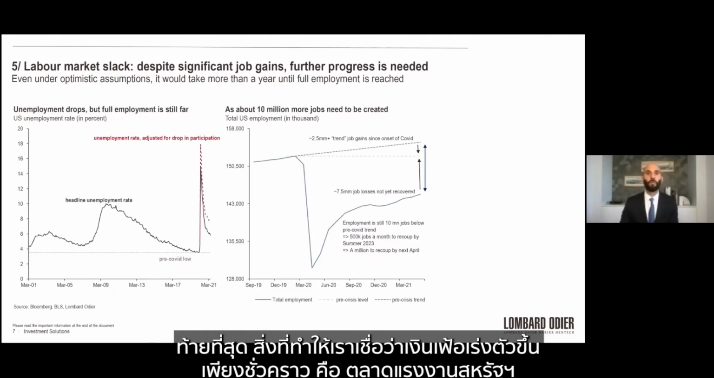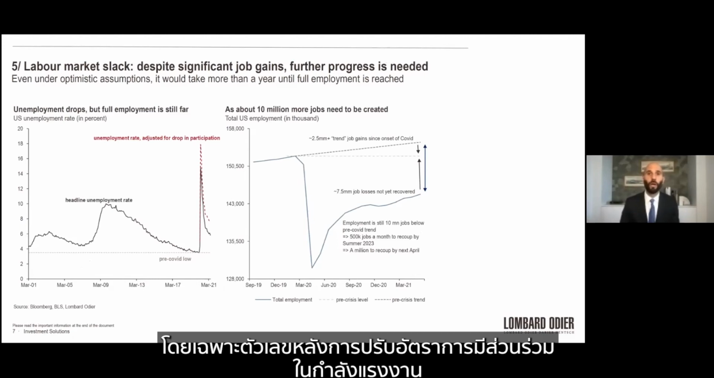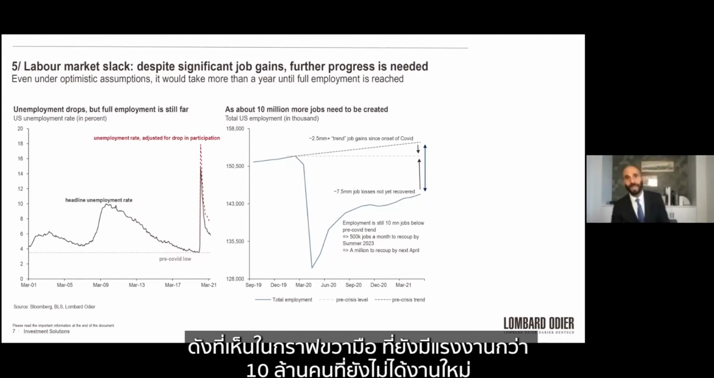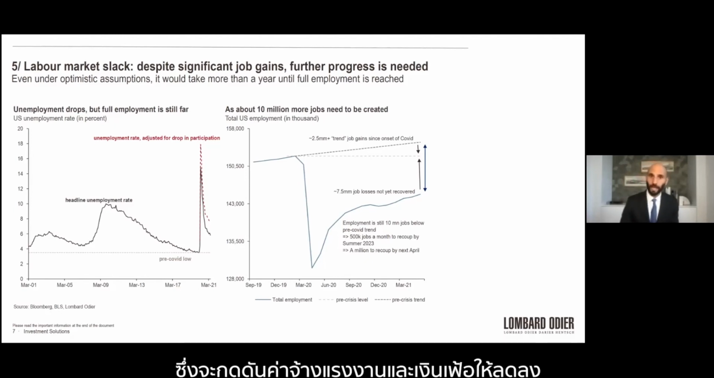And the final argument for which we are in the transitory camp is the labor market in the US. We still have double the unemployment rate that we had before the COVID shock, especially when adjusted for the participation rate. And as you can see on the right-hand side of the chart, there are still 10 million people who haven't recovered their jobs. So that supply of jobs is going to come into the job market in the second half of the year, and that is going to dampen wages and inflation as people start looking for a job again.